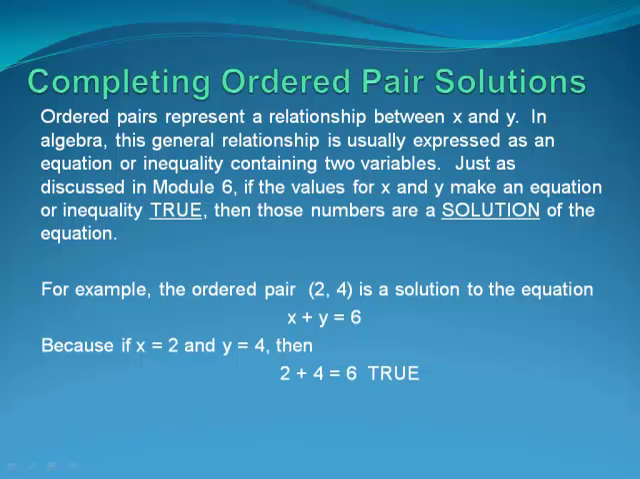For example, the ordered pair 2, 4 is a solution to the equation x plus y equals 6, because if x equals 2 and y equals 4, then 2 plus 4 equals 6. Both sides are the same. That gives you a true statement.